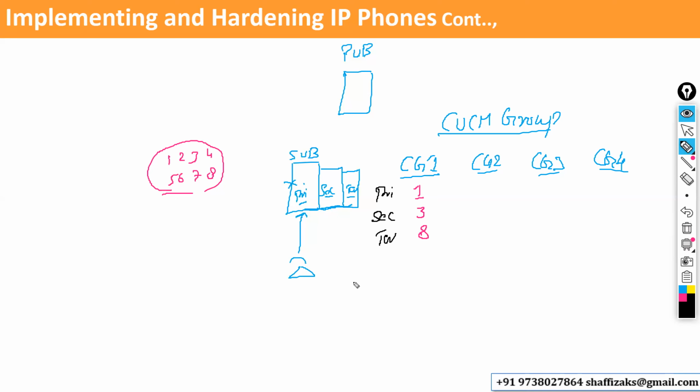Got it? If I register this phone under this group, subscriber 1 is the primary server, subscriber 3 is the secondary server, subscriber 8 is the tertiary server. I always register with the primary server. If the primary is not available, then I go to the secondary. If the secondary also is not available, then I go to the tertiary server. This is how a phone gets registered.